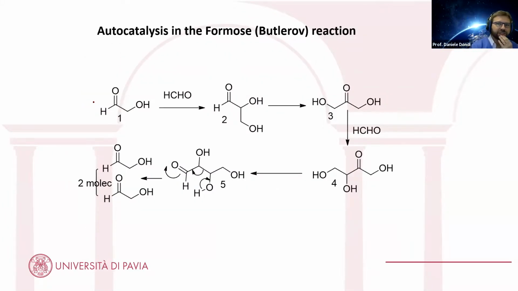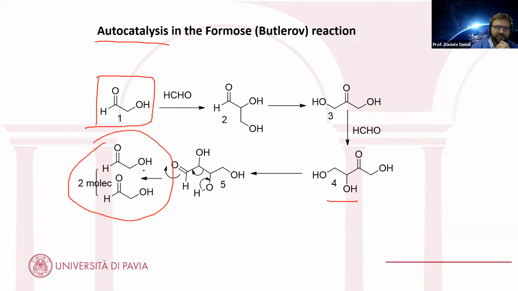We liked this reaction a lot because it is autocatalytic. What does it mean? Once you form the first molecule of glyceraldehyde, after some reactions you have the formation of this compound, and then a retroaldol reaction giving two molecules of this. So we start with one molecule of glyceraldehyde, it produces two molecules of glyceraldehyde. Then from two molecules, we produce four molecules, and so on. So this is an autocatalytic reaction.